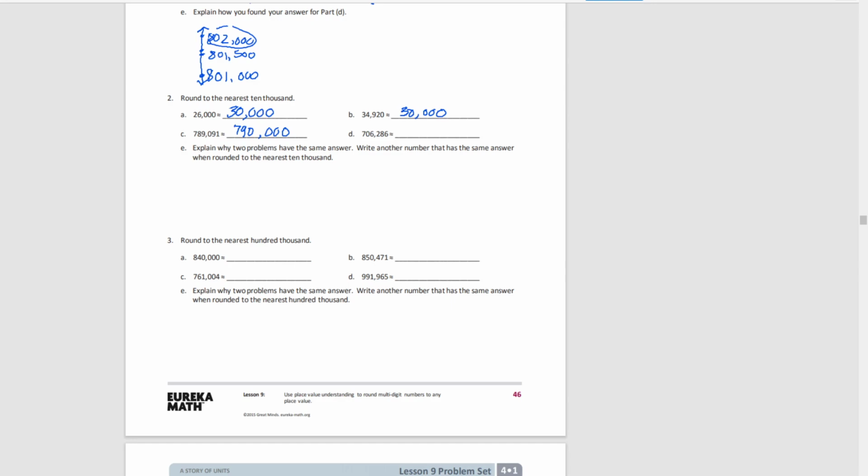Okay, again, I'm rounding to the 10,000, so it's either going to stay at 700,000 or round up to 710,000. The midpoint is 705,000, and this is above the midpoint, so I'm going to round up to 1 more 10,000, so it'd be 710,000. And E says, explain why two problems have the same answer. Write another number that has the same answer when rounded to the nearest 10,000.